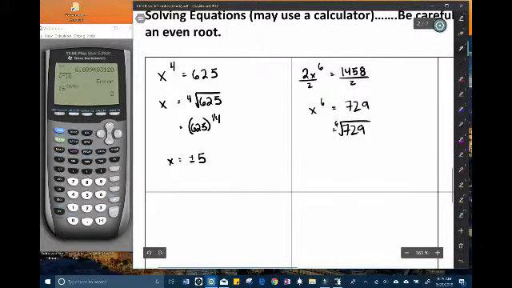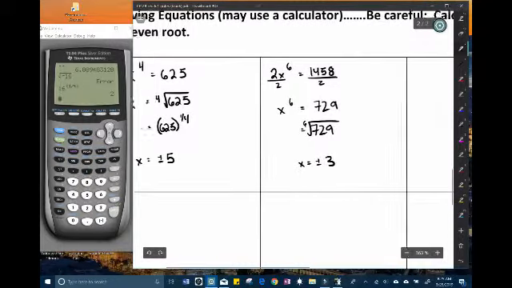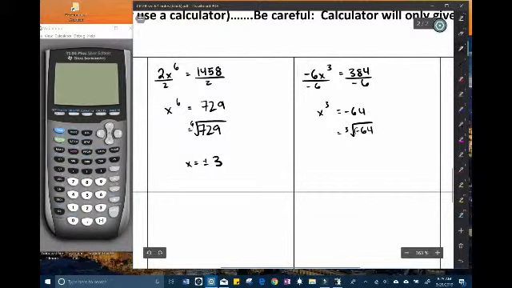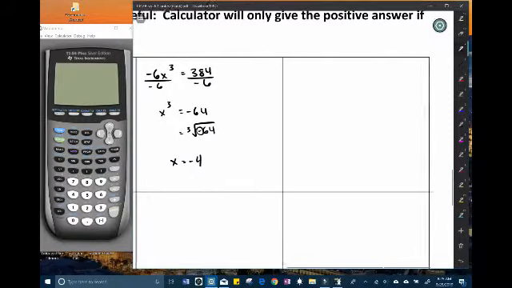And if you do that, you have x is equal to plus or minus 3. Another example, negative 6x to the 3rd is equal to 384. Divide by negative 6. Negative 64 is equal to x to the third. Cubic root, which is possible because we have a negative. It will just be negative 4 then, a single one for our answer.